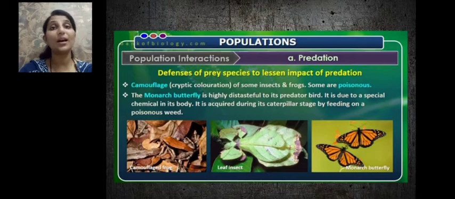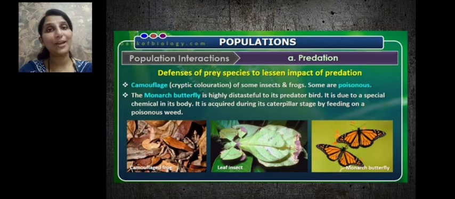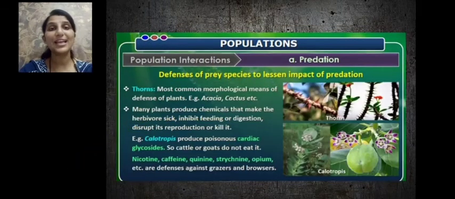And some prey are poisonous. For example, the monarch butterfly is highly distasteful to its predator, the bird. The predator bird does not like eating this monarch butterfly because it is highly distasteful. It is due to a special chemical present in the body of the monarch butterfly. It is acquired during its caterpillar stage by feeding on a poisonous feed. This chemical is highly distasteful to its predator, the bird, and thus it has protection against its predator. So that's the first type, that is camouflaging or the presence of a poison.